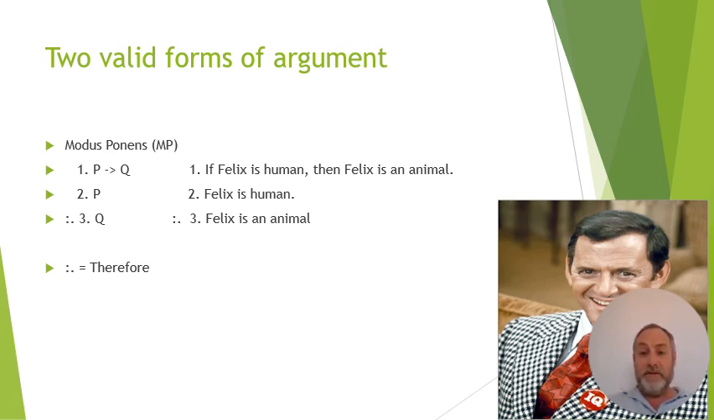One's called modus ponens. It has the form if P then Q, P therefore Q. For example, if Felix is human, then Felix is an animal. Felix is human, therefore we can conclude Felix is an animal. It's fairly straightforward.